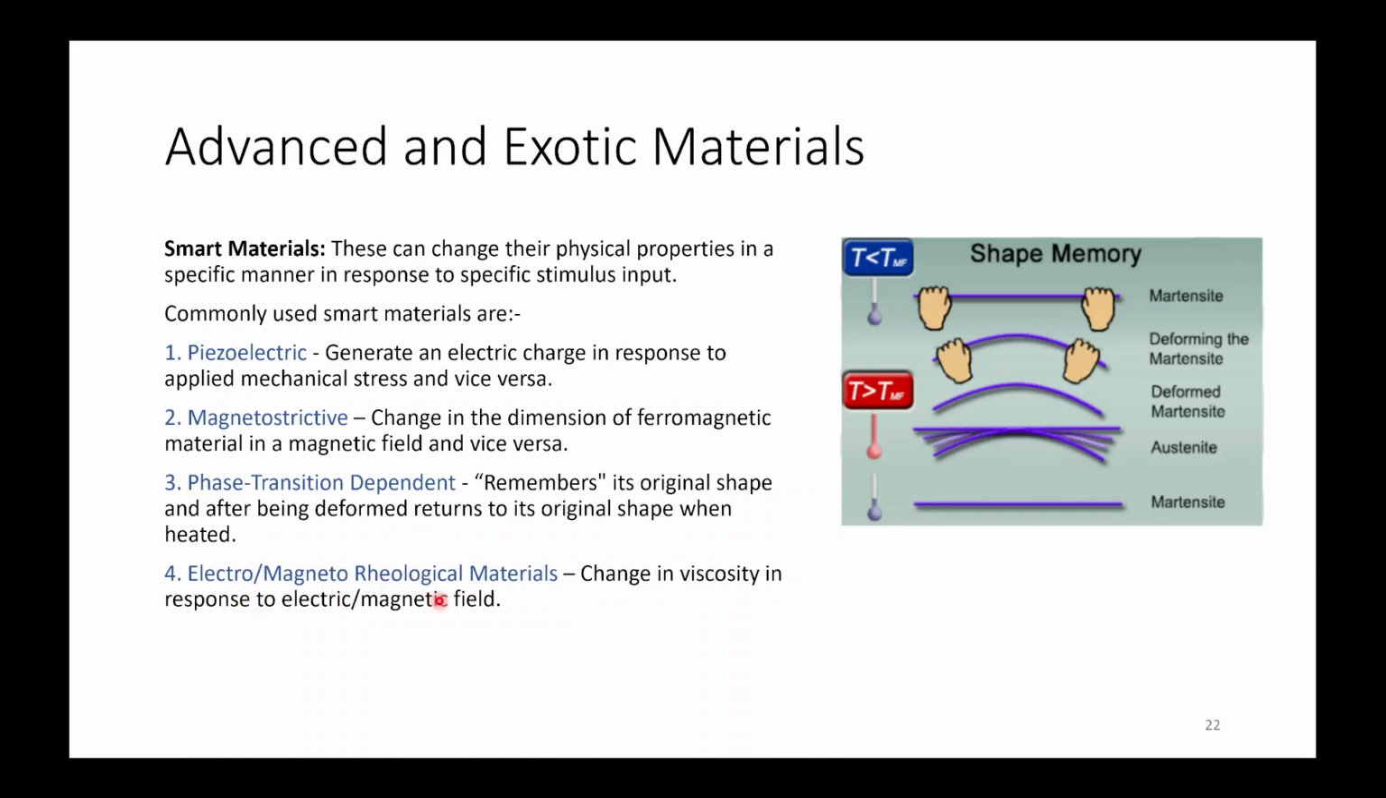Now electro and magneto-rheological materials. Rheology is related to viscosity. So if we are applying an electrical field or magnetic field, these can change their viscosity. Now this is the example of shape memory alloy. So in case of martensite to austenite transition, in this we can see this type of shape memory effect.